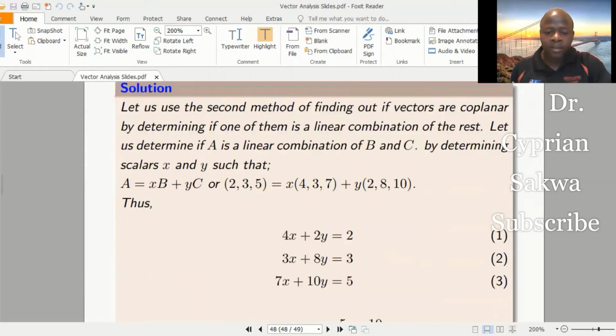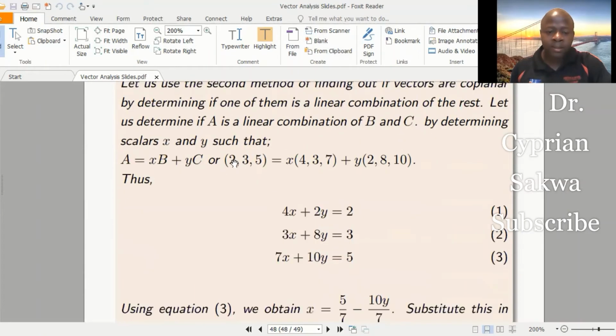Expanding that gives me 4x plus 2y equals 2. And then 3x plus 8y equals 3. And then lastly, 7x plus 10y equals 5. Of these three equations, which I can now solve for x and y.